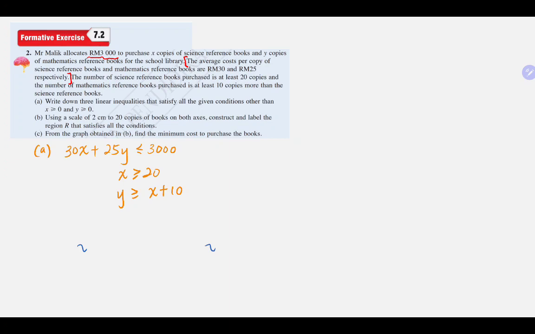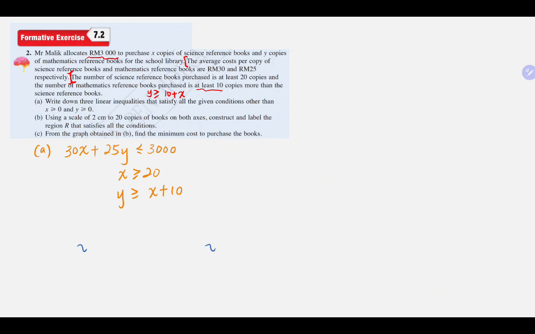Then the second constraint: the number of science reference books purchased, which is x, is at least 20 copies. So x greater than or equal to 20. And the number of maths reference books purchased is at least 10 copies more than the science reference books. So y is greater than or equal to 10 copies more than the science reference book, so the science reference books has to plus another 10. So this is our third constraint.